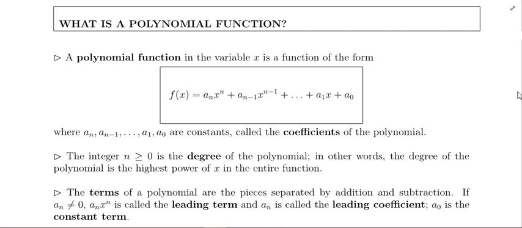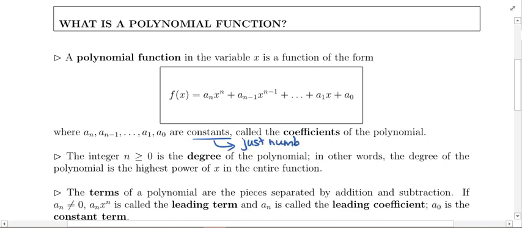Okay, and then there's a description here of what the a's mean. So a_n, a_(n-1), all the way to a_1 and a_0 are just constants. If it's a constant, that means they're just numbers. And they are called the coefficients of the polynomial. Okay, so that's a lot to take in. It's very mathematical. So let's look at this thing in the box.